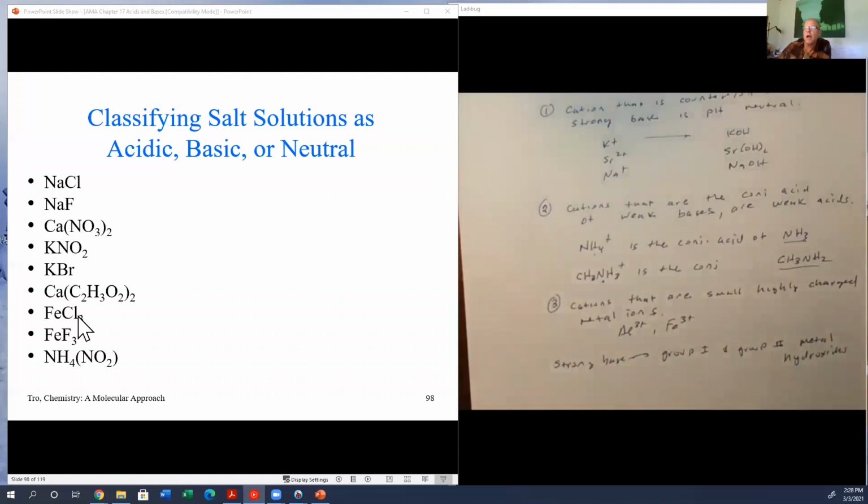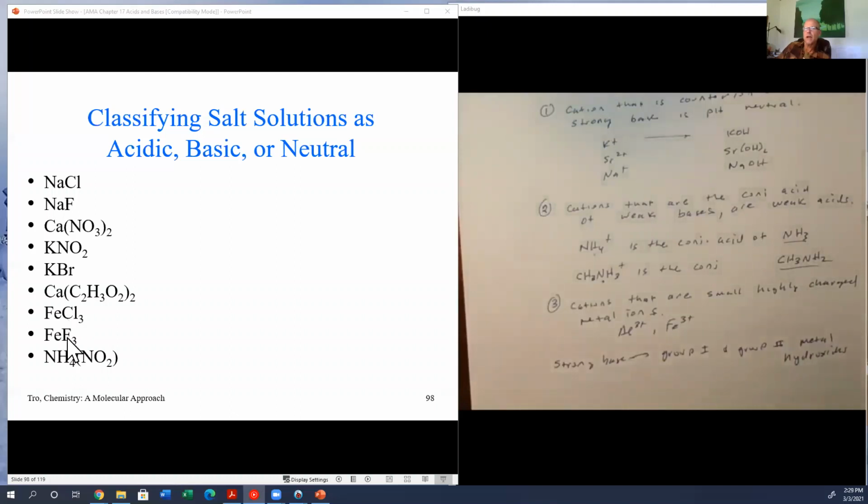Iron 3 chloride, Fe3 plus. Acidic or neutral? Acidic. Small, highly charged metal, right? Cl minus, neutral or weak base? Cl minus is the conjugate base of HCl. HCl is a strong acid, so Cl minus is neutral. So this solution would be acidic. Okay?